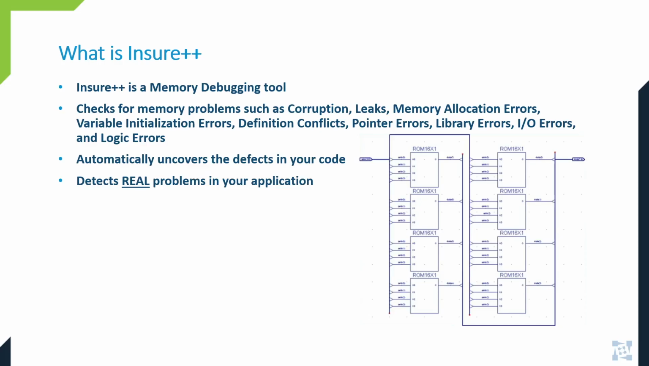So, what is Insure++? To start with, the main highlight of Insure++ is that it is a memory debugging tool. It is used to check for memory problems like corruption, leaks, allocation errors, and a couple more you see on the slide right here. Uncovering these memory issues early on ensures the quality of your code and allows your developers more time on solving real problems instead of wasting your time debugging.